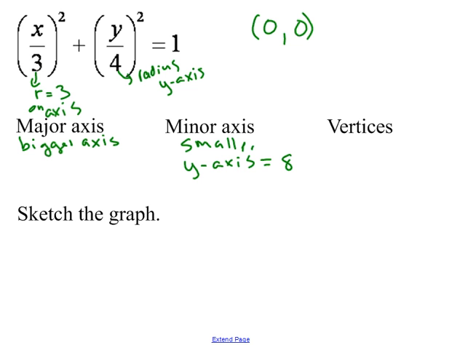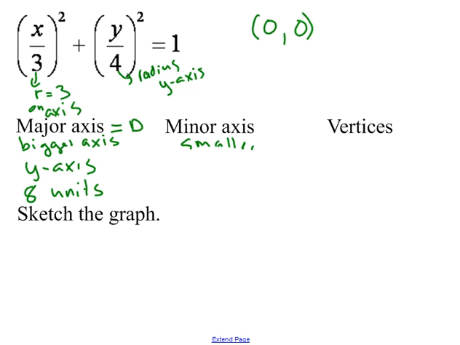Sorry, I put that in the wrong spot. The major axis would be the y-axis, which is 8 units long, because when we're talking about axis, we're really looking for the diameter, basically. And so the minor axis would be the x-axis, and it is going to be 6 units long.